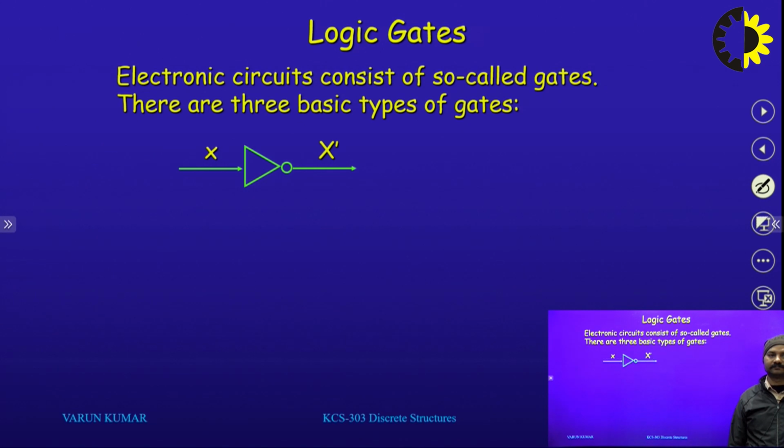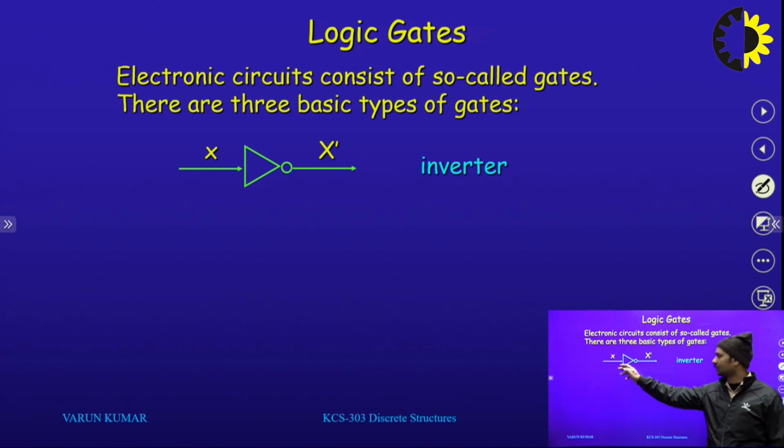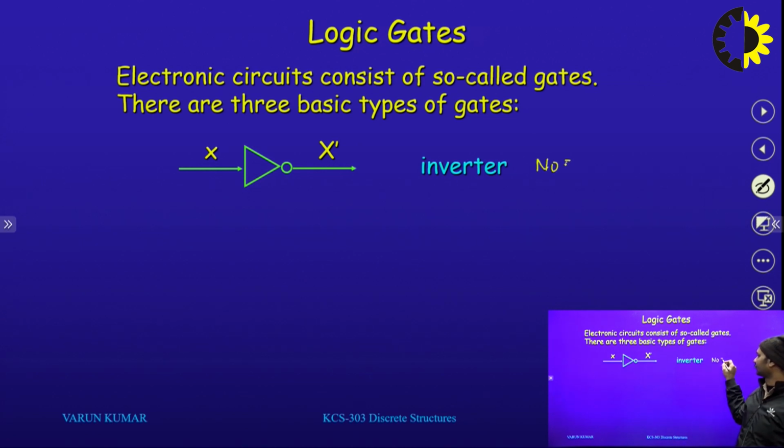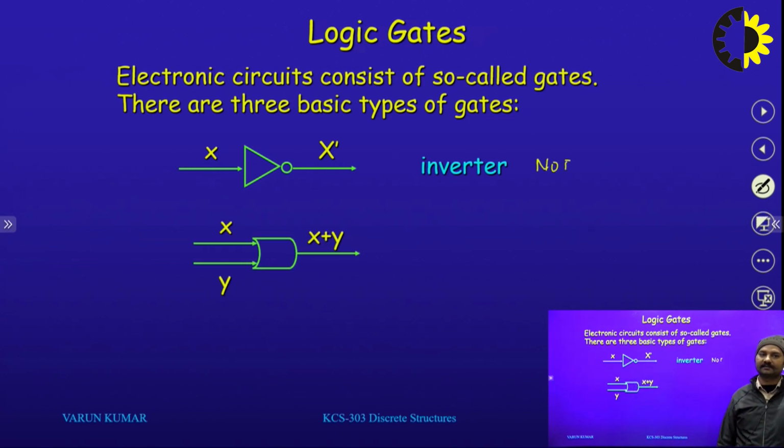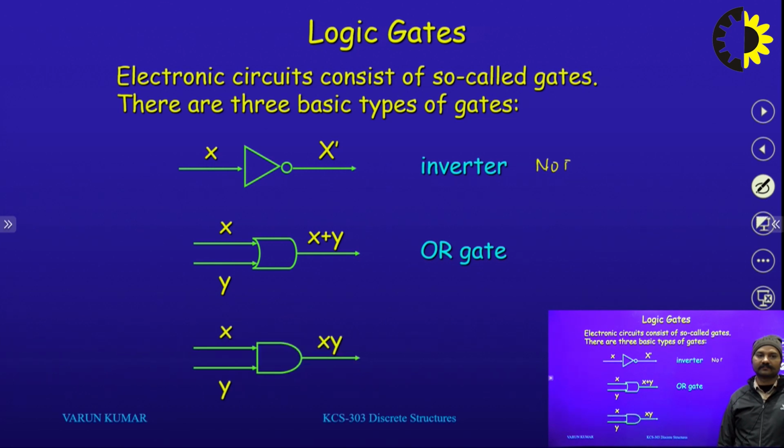Then logic gates. This is the symbolic representation of the NOT gate: if we give x, we get x dash, the complement of that particular input variable, which is known as the NOT gate or inverter. This is the symbolic representation of the OR gate, which is x OR y. Then this is the AND gate, which is x dot y.